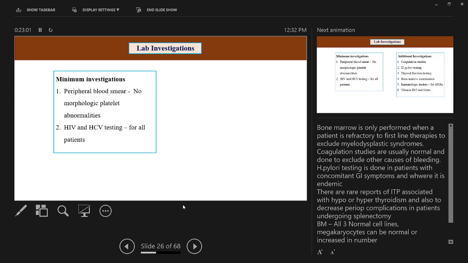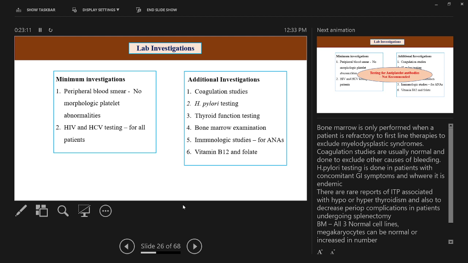The lab investigations that are minimum to be performed are peripheral blood smear to look at the platelet morphology and also to look at other lineages, HIV and HCV testing for all patients. Additional investigations that can be done are coagulation studies, H. pylori testing, thyroid function testing, bone marrow examination, immunological studies to look for autoantibodies, and vitamin B12 and folate levels.